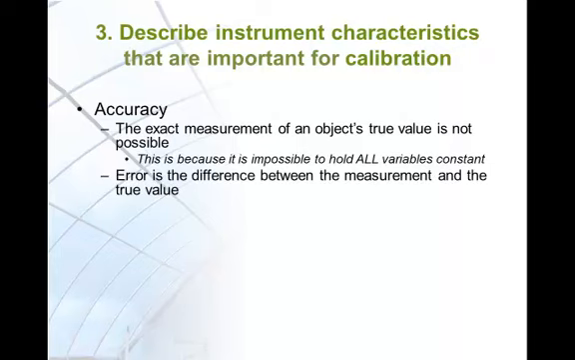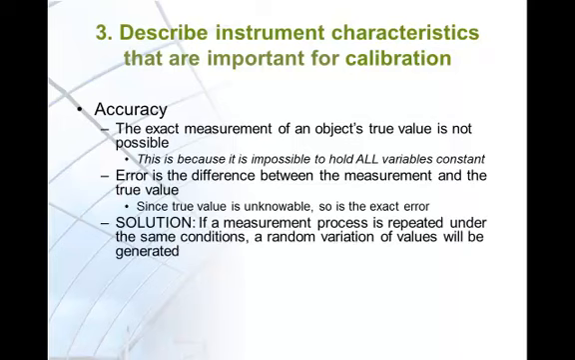The inability to obtain an exact measurement of an object's true value compels us to introduce the concept of error. Error is the difference between the measurement and the true value. And of course, since true value is unknowable, so is the exact error. So you may be aware that with every sensor, the error is reported. So how is this error figured out?